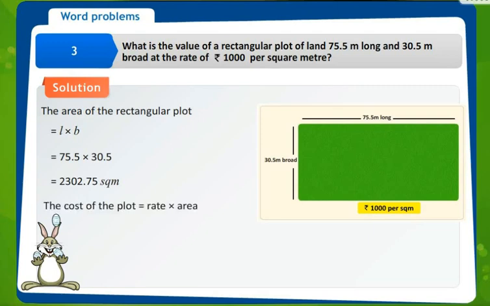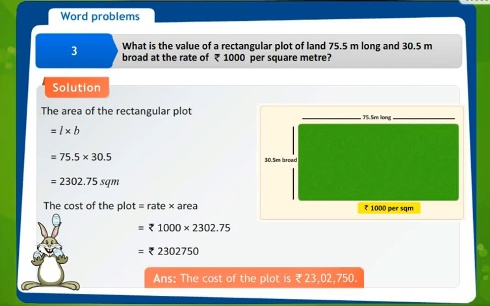Now you multiply it and the area of the rectangular plot is 2302.75 square meter. The cost of the plot is rate into area, that is 1000 into the area we have calculated, 2302.75. After removing the decimal we get 2302750. So the cost of the plot is 2,302,750. Now children, this is how we calculate the area for a land, and this is how we find the cost of a house.